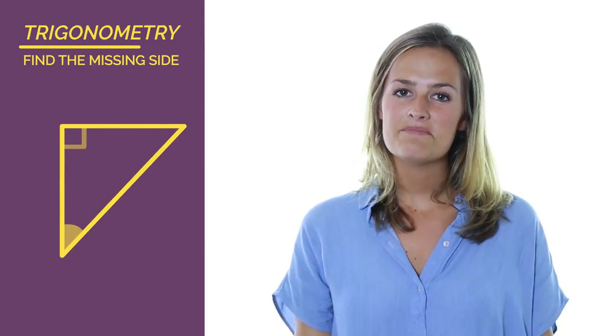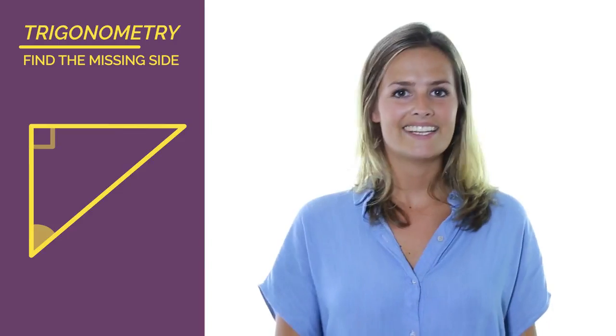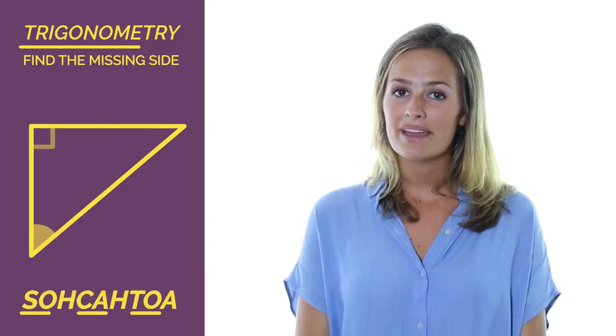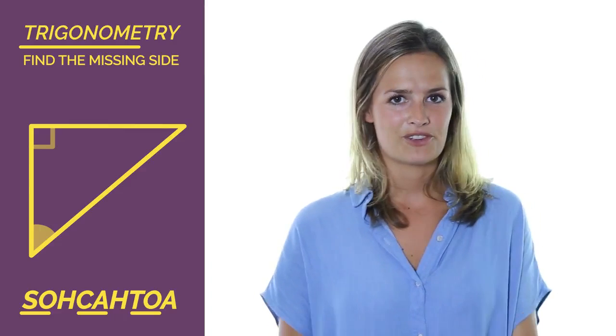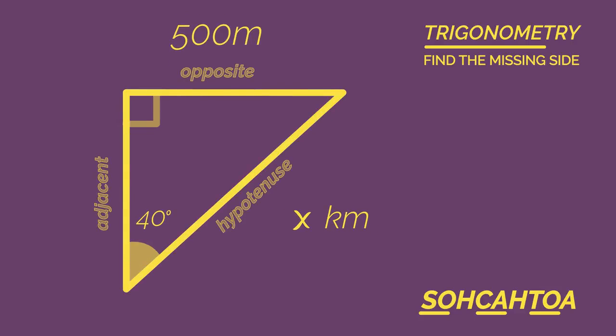From this video, you should be able to find the missing side of a triangle when you already have one side and an angle. You just need to use SOHCAHTOA and make sure you label the sides correctly before you start. In part 2, we will look at how to find x in this example. It requires slightly different rearranging.